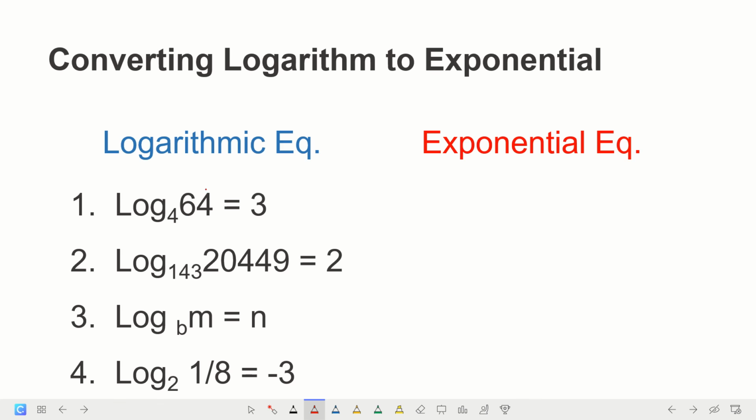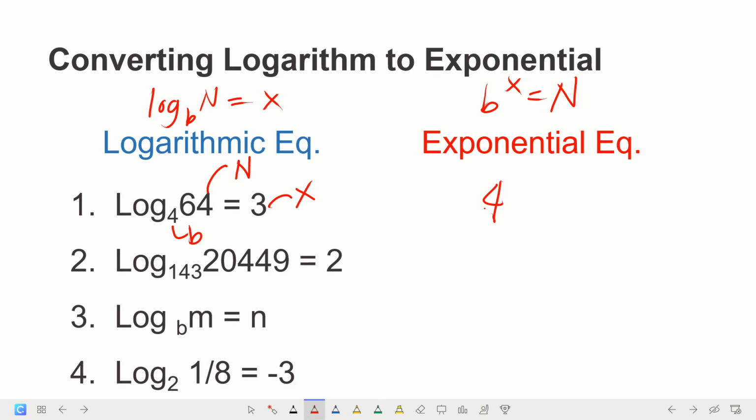Okay, for number 1, again, let us write the form of the logarithmic and exponential. We have log of n to the base b is equal to x, and we have b raised to x is equal to n. We know the value of the base, the value of n, and the value of x. So here, our base b is 4, our x is 3, and our n is equal to 64. Apply this to the following problems.